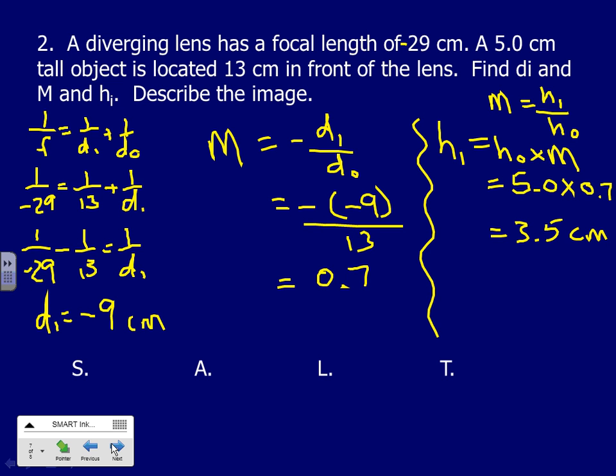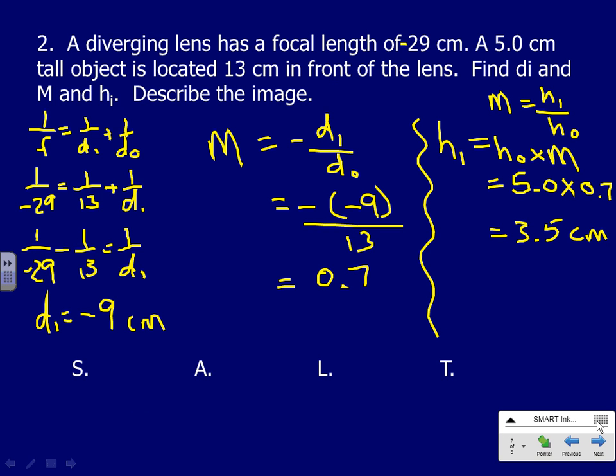Okay? And let's go through the SALT. Size. Nobody wants to share, and Justin seems to tell me all the answers. Oh, okay, go ahead now. Is it bigger? No, I don't think so. My HI is 3.5. HO was 5. Smaller. Attitude. Upright, how do you know? Yes, M's positive. Upright.